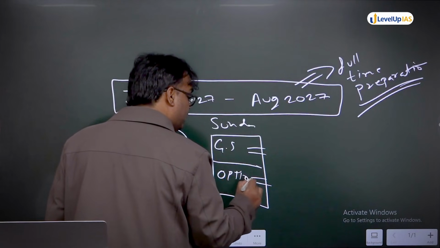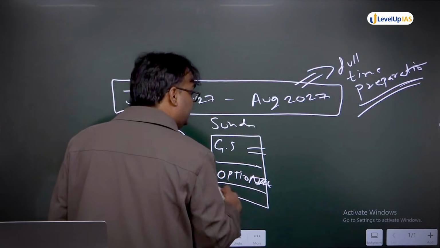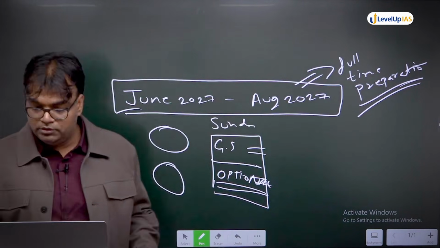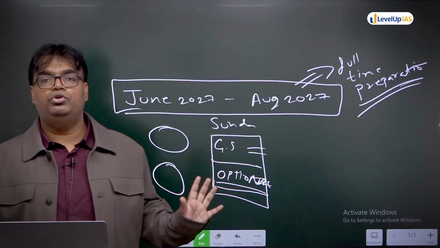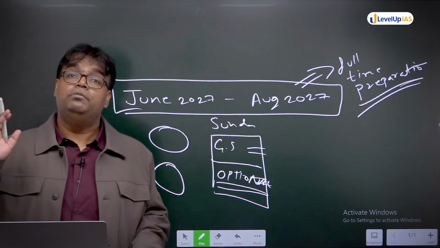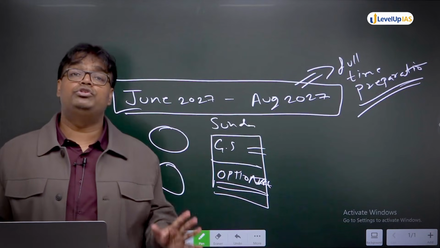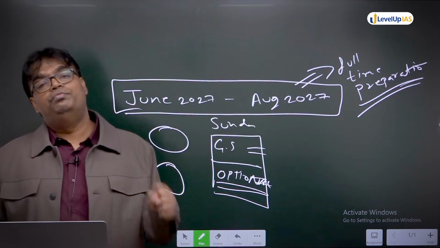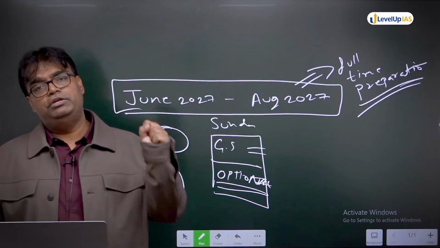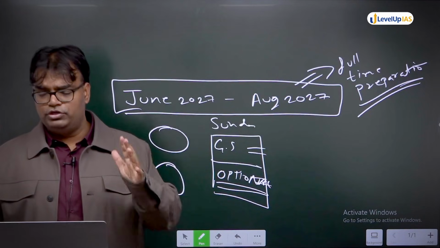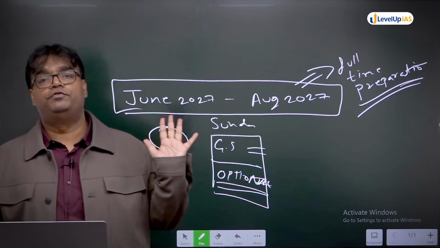And for this, my recommendation would be to take a sabbatical from your job, take medical leave, do whatever. And if you're in college, please ensure that by May-June 2027 your college is getting over so that you have a full 2 to 3 months to prepare, to revise for mains. I would not say prepare for mains, to revise for mains.